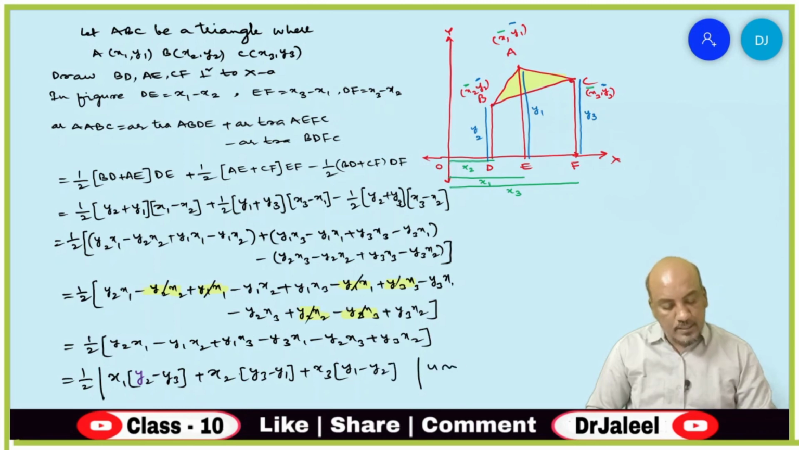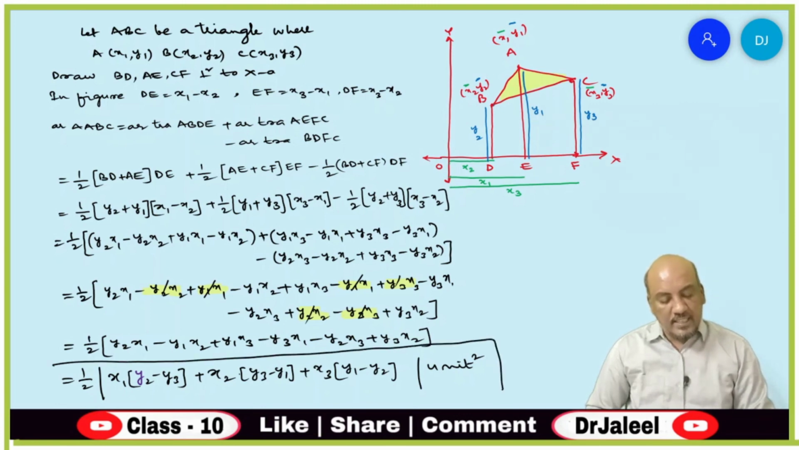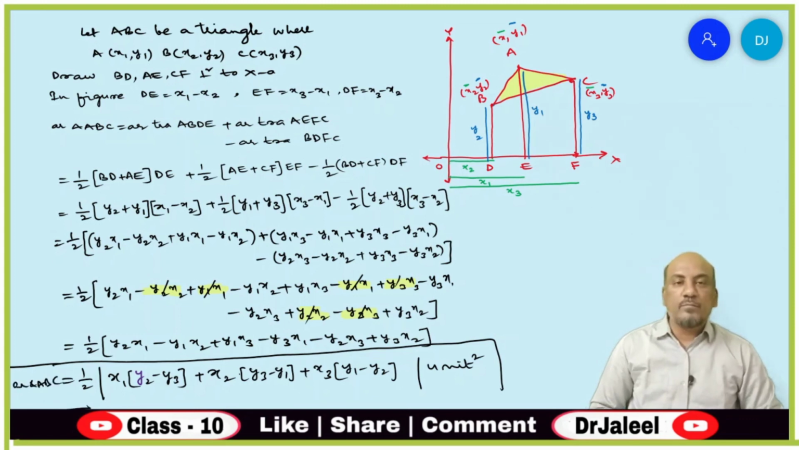This is in square units. So now you see children, this is your formula for area of any triangle. So area of triangle ABC. Hope you have now understood how to derive the formula for the area of a triangle in coordinate geometry.